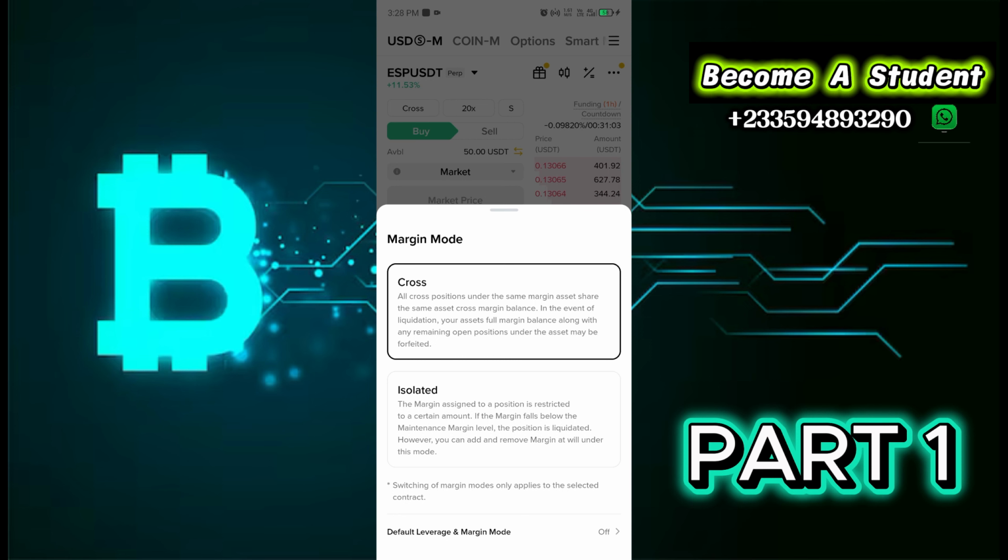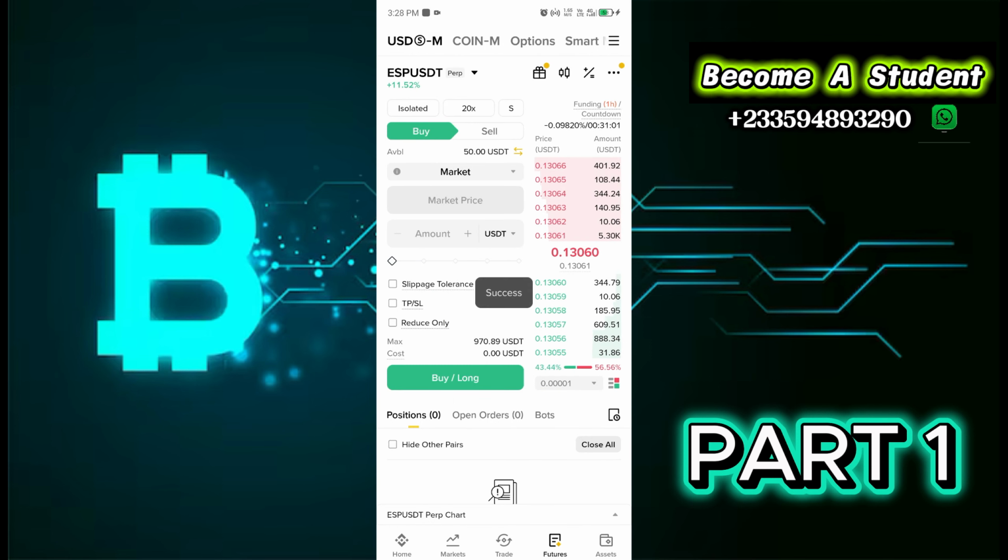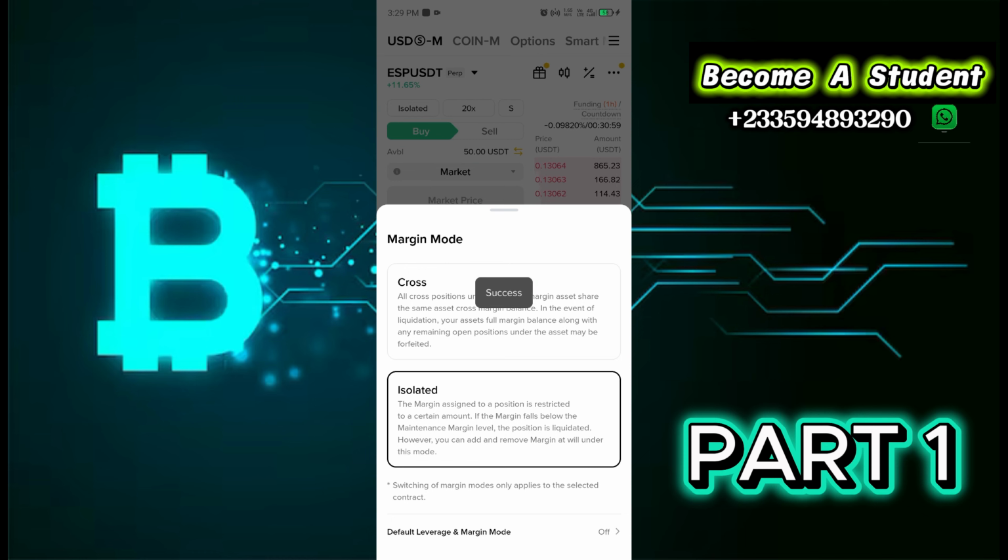Now let us talk about this isolated margin. When you talk about this isolated margin, you are telling the market that since I have used $5 to enter the market, I should just lose that $5. I hope you understand. Once I enter the trade with just $5, if the trade is going against me, let me just lose the $5 and the market will close for me. That is the difference between the cross margin and the isolated margin.